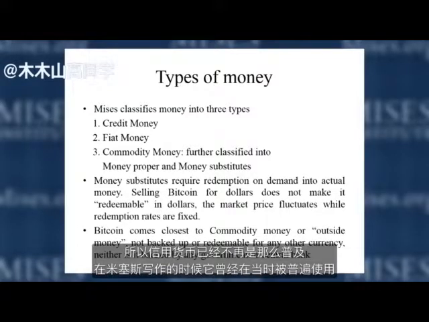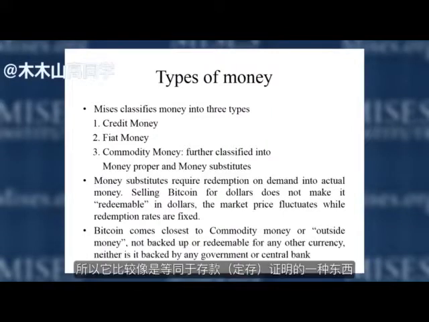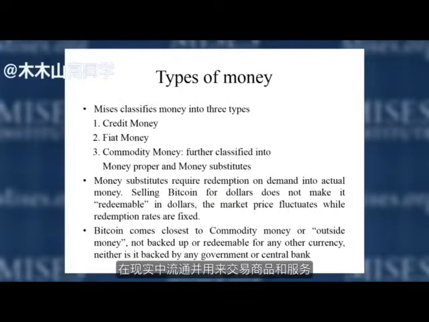So credit money is not something that is very common anymore. It used to be at the time that Mises was writing. It would be like an equivalent of a certificate of deposit, circulating in exchange for goods and services. It's not something that people really do anymore.